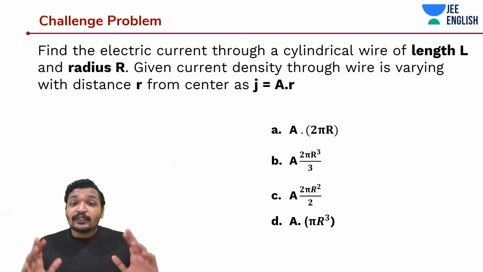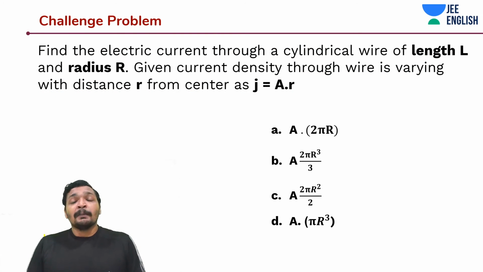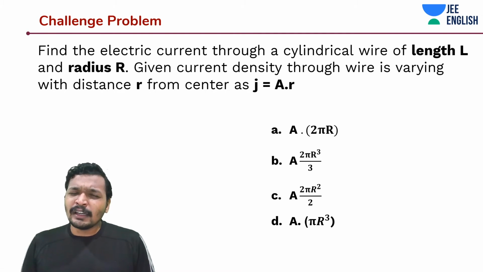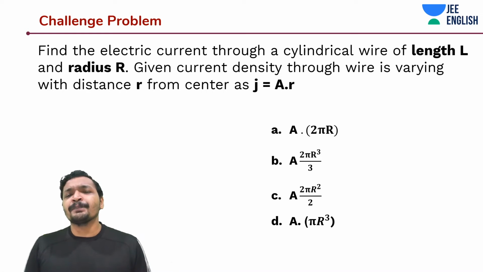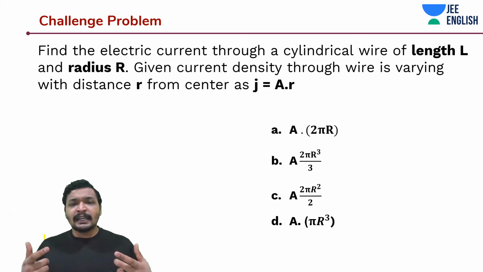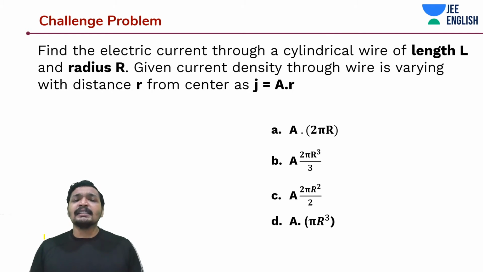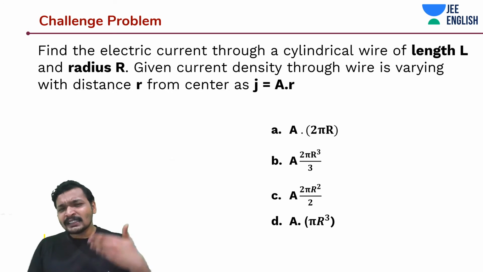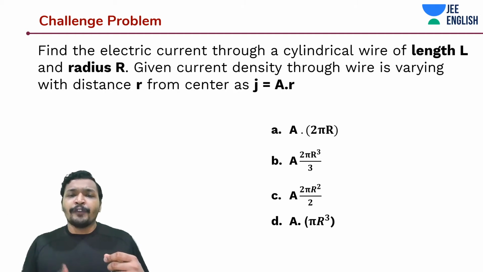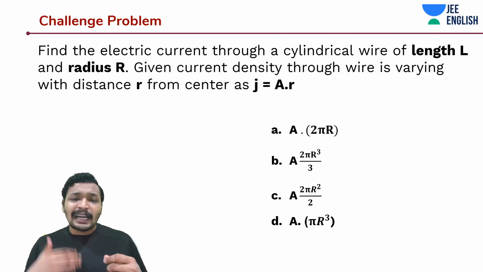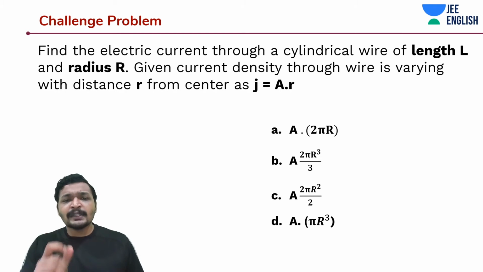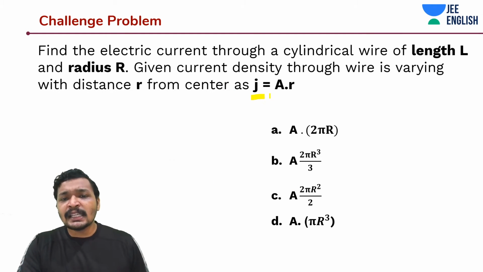Sounds like a very tiring new kind of problem, but it is a very easy problem if you look at it very carefully. What is happening over here? They have given us an electrical conductor, which is nothing but a cylindrical wire with length L and radius R. Now, even though it has a radius R, the current density is not uniform all along the radius. The current density varies from the center until every point. At the center, it's going to be zero because over here it is given as J is equal to A into r.